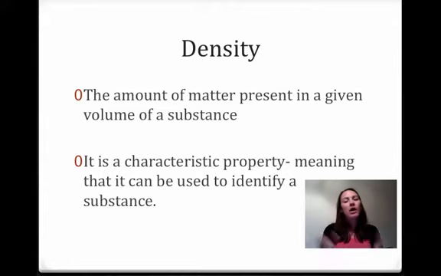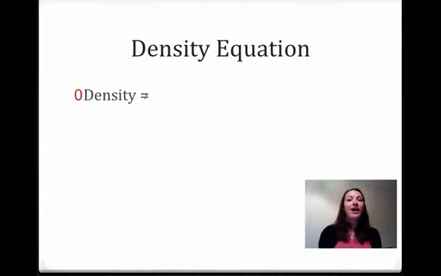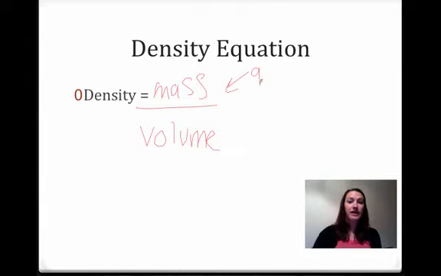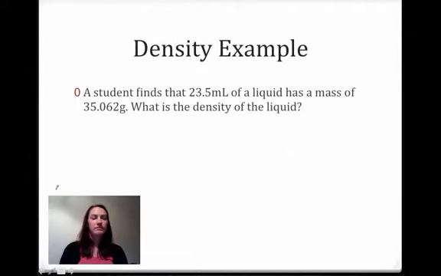So iron will always have the same density. Water always has the same density. Water's density is 1 gram per milliliter, which is helpful to know later on. All right, so our density equation is density equals mass over volume. Mass is measured in grams, and our volume is going to be measured in milliliters. So this is grams over milliliters. When you write the unit, it's going to look like this: g per mL. All right, that's what our density equation is.